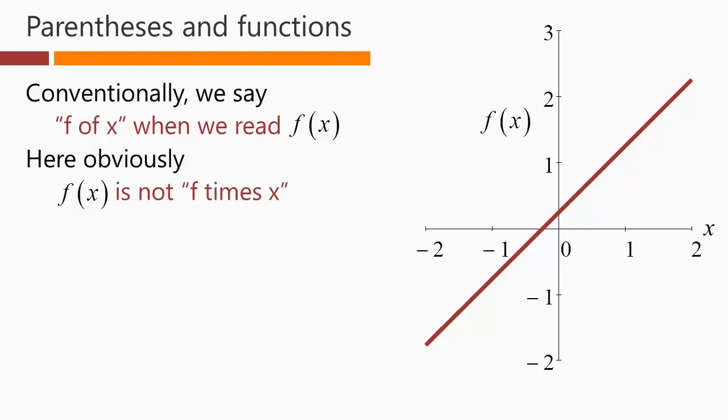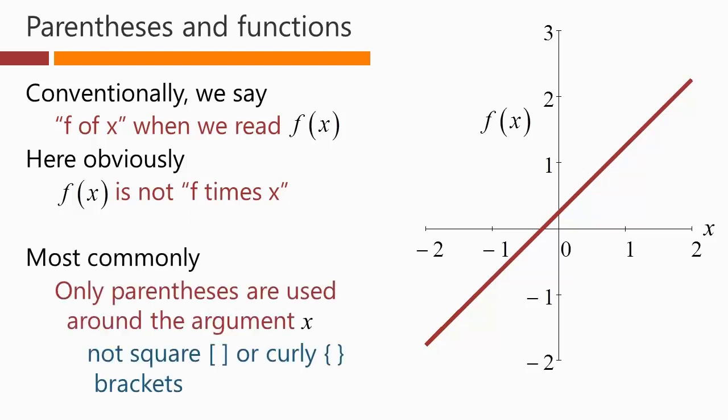Now, as I just said, conventionally when we say f of x, we are reading this object as f of x. It's not f times x. And that's something we sort of have to deduce from the context here. F of x is not f times x in this notation, though that might not be obvious if you were merely thinking about what we said before about parentheses and multiplications and so on. And when we are writing functions like this, most commonly we only use these parentheses and not the other brackets. We might occasionally do that, but mostly we don't.